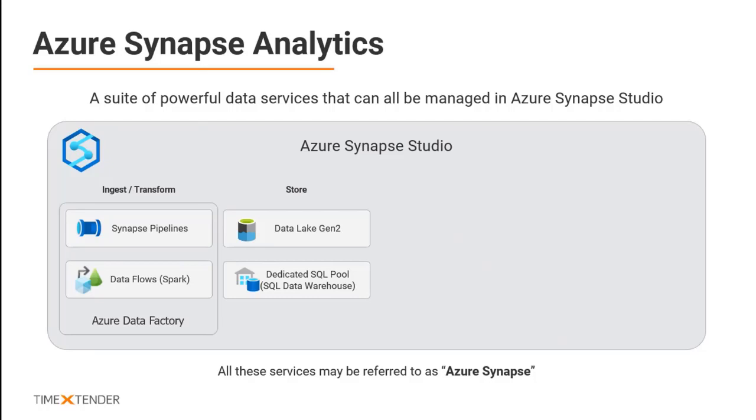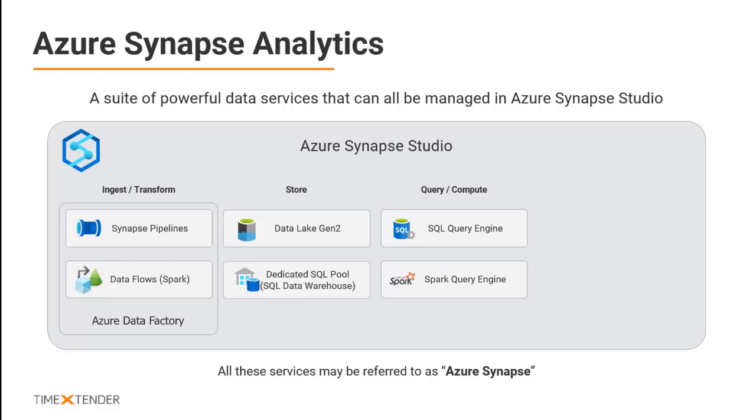There's also what's called the Dedicated SQL Pool. This is a rebrand of what was Azure SQL Data Warehouse. Oftentimes, when you hear people refer to Azure Synapse as a database, this is what they're talking about: the Dedicated SQL Pool. This is the massively parallel processing architecture that's available in Azure Synapse. We'll be talking a lot more about Dedicated SQL Pools in this session, because this is the part of Azure Synapse that TimeXtender supports and that we can help enable and help customers use.